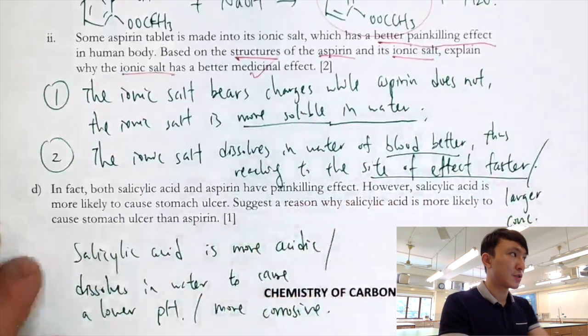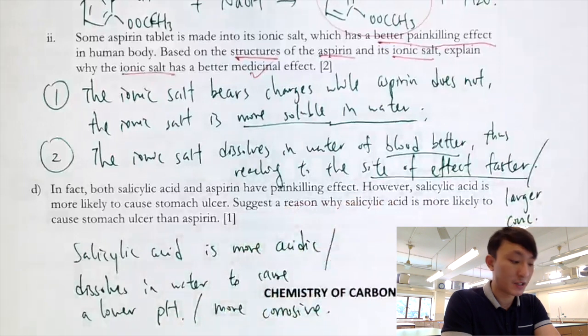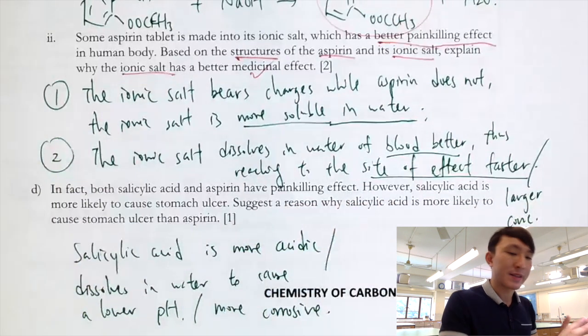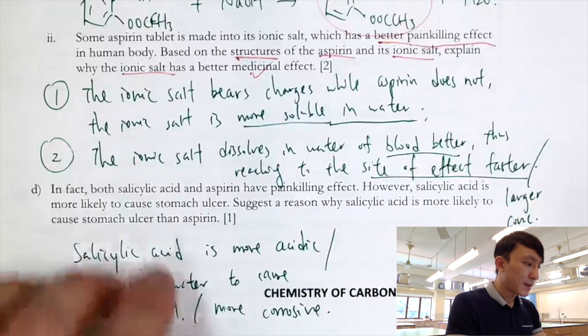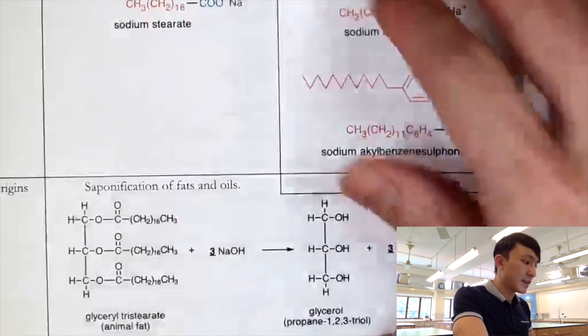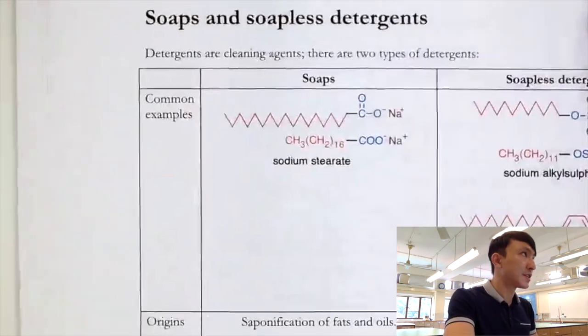Okay, so you talk about some of the property related to acidity. That is what I expected to see. All right, so that would be the aspirin. Okay. Now, next part is about soap and detergents.